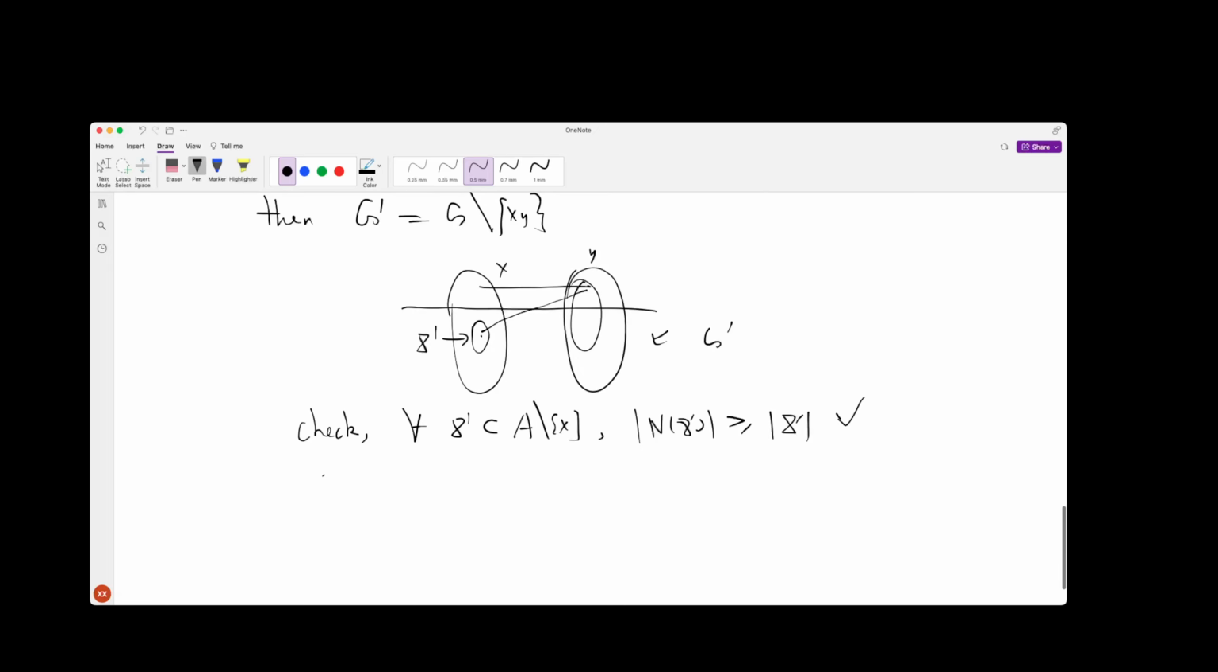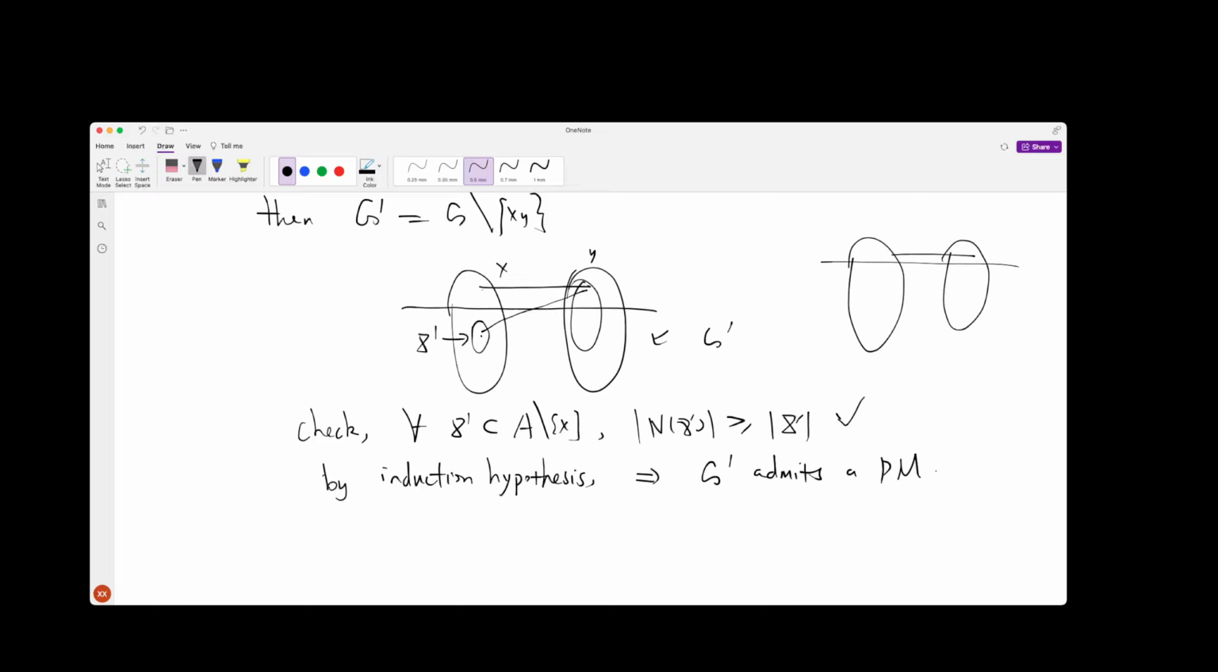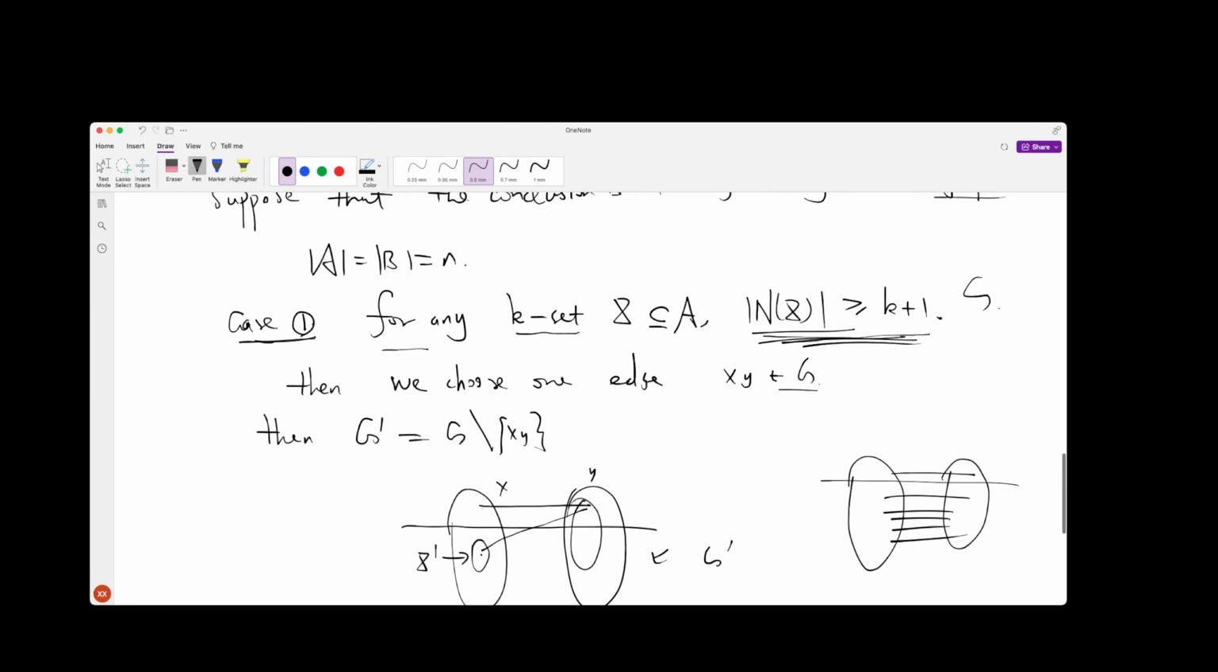But G prime has fewer vertices. So by the induction hypothesis, we have that G prime admits a perfect matching. That's fine, because what we have shown is that we take out one edge and the remaining graph has a perfect matching. So together, G has a perfect matching. This concludes the induction step in case 1.